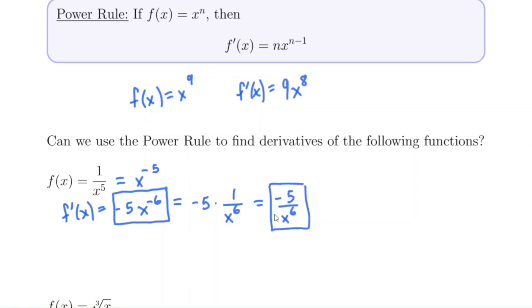Okay, so either of these would be correct answers. They're just simplified a little bit differently.